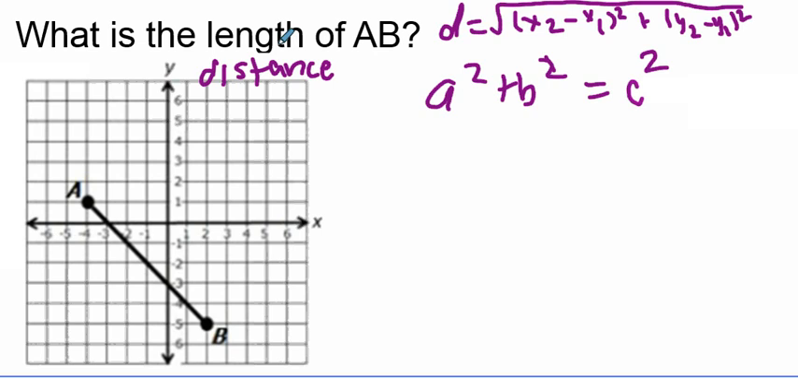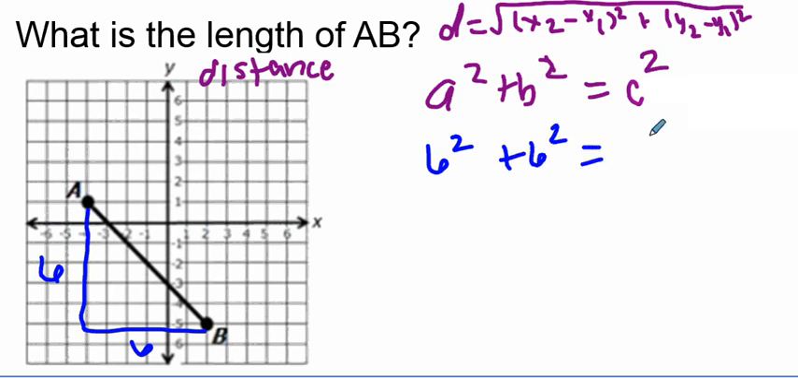I'm going to demonstrate using Pythagorean theorem because I think it's easier when it's on a graph. So to get your A and the B, you're going to count how far you rose or fell, right? And how far you ran, just like you would with your slope. So 1, 2, 3, 4, 5, 6. And 1, 2, 3, 4, 5, 6. So we are going to place 6 squared plus 6 squared, because those are your A's and your B's, and we're going to find c squared.